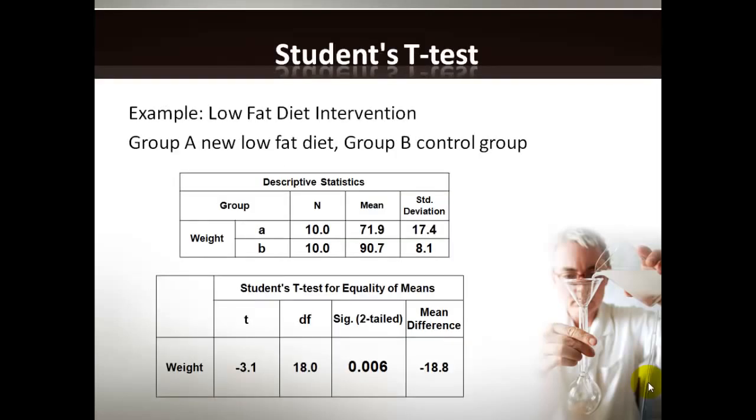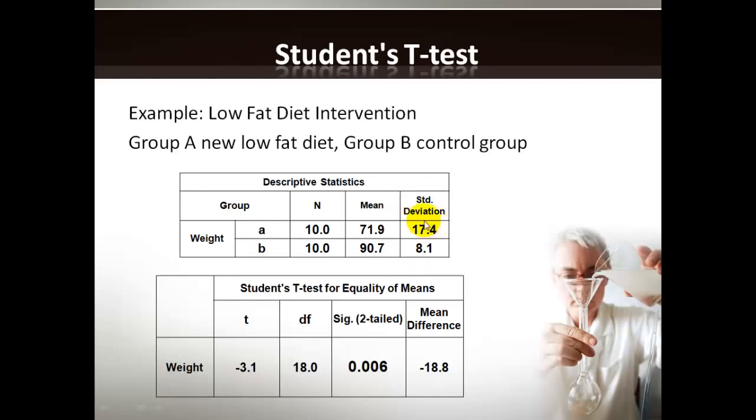So discussing the student's t-test first. I have an example to try and illustrate this, where we have a low-fat diet intervention, where Group A is on a new low-fat diet and Group B is our control group on a normal diet. Each group has a sample size of 10. The mean weight in Group A is 71.9 kilograms, whereas in Group B it's 90.7 kilograms. So immediately we can see a difference in weight. However, we can't be certain if there's a true difference between the two groups, or it's just based on random chance, or due to small numbers, or any other number of errors or bias.